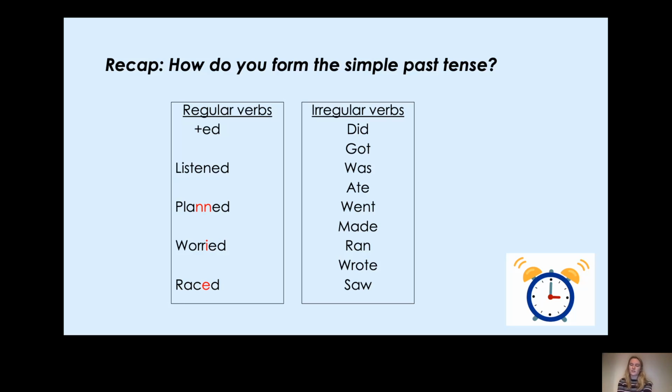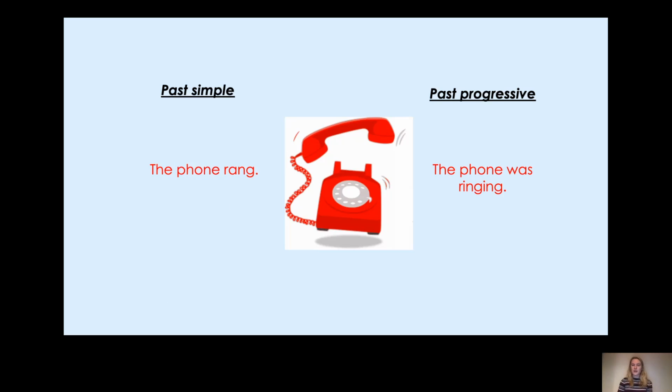Okay, so let's move on to the past progressive. So here we have a picture of a phone. Now, we have the sentence in the past simple and we have a sentence in the past progressive. So the past simple, the phone rang, and the past progressive, the phone was ringing. Now, what is the difference between these two sentences? Well, when we use the past simple tense, we are talking about an action that is completed, it's finished. So the phone rang, but now it's not ringing anymore.